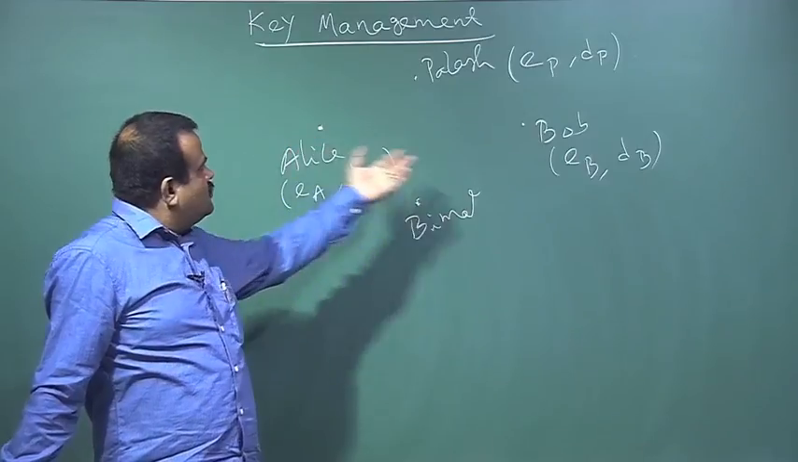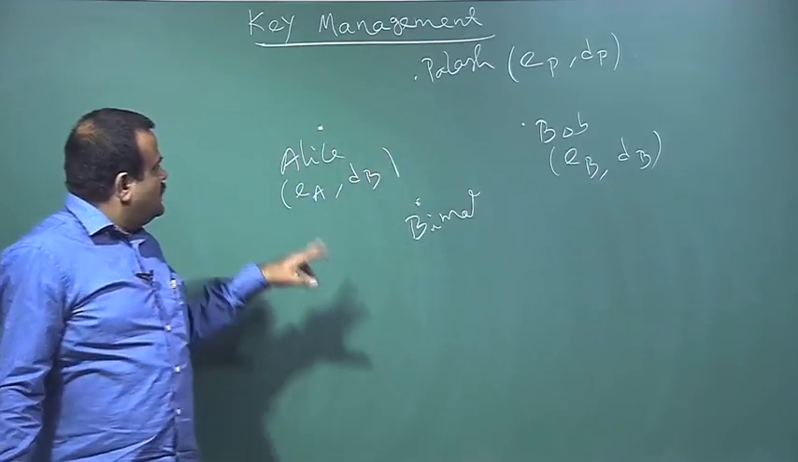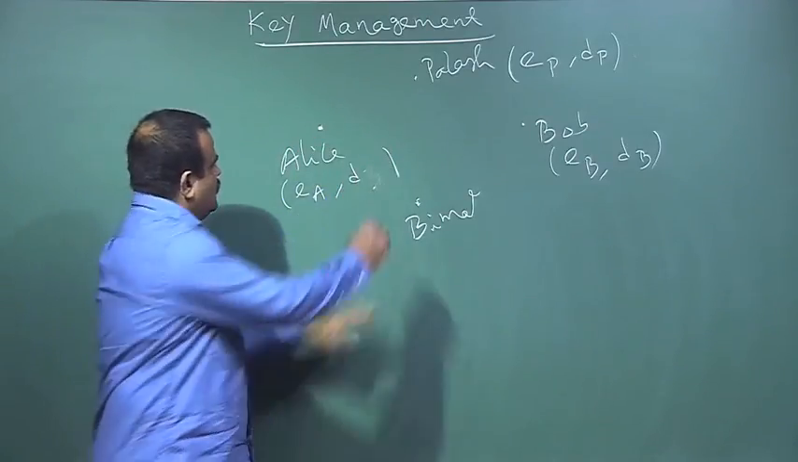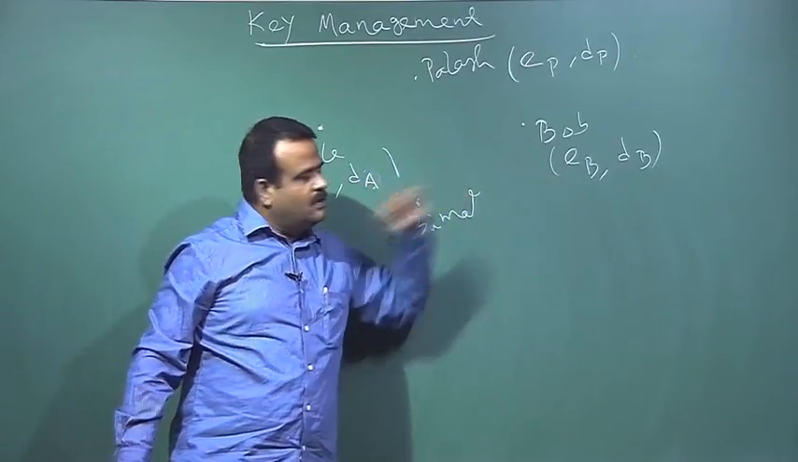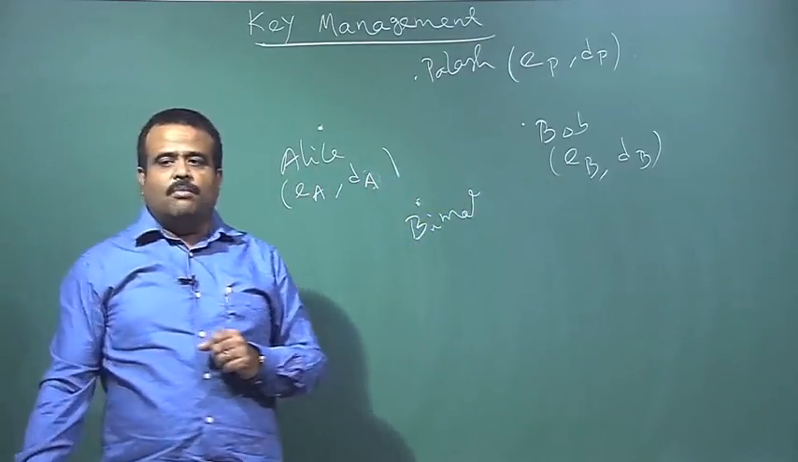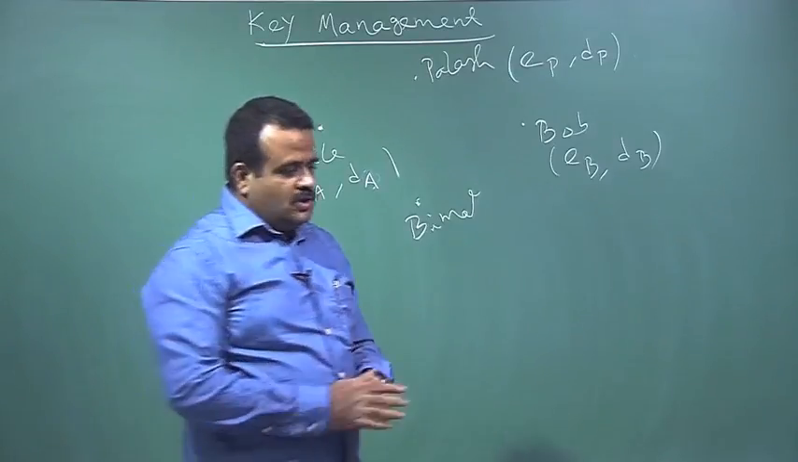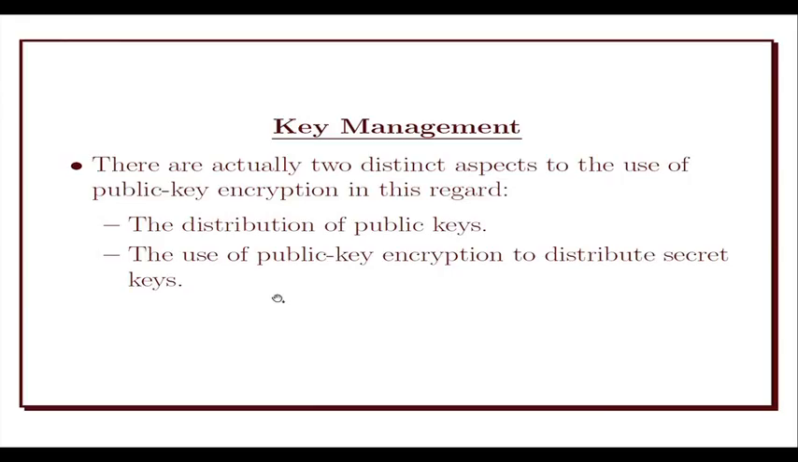Now suppose Alice wants to send a message to Bob. So Alice needs to get, so this is DA. So Alice needs to get Bob's public key, that is EB. So how will Alice get Bob's public key? So this is the part of the key management.